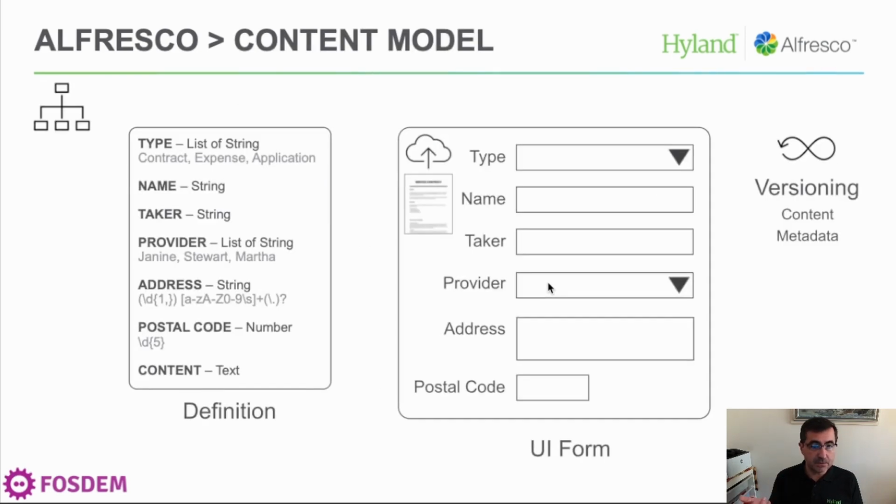If we move to the content model, the content model is something that is used to describe every document, in order to classify the document with different metadata. In this case, we are using a type that can be a list of strings, the name of the document, the taker, that is the name of the taker, and the provider, which can also be a list of different strings. We can apply a regular expression to validate the input, the postal code, and the content.